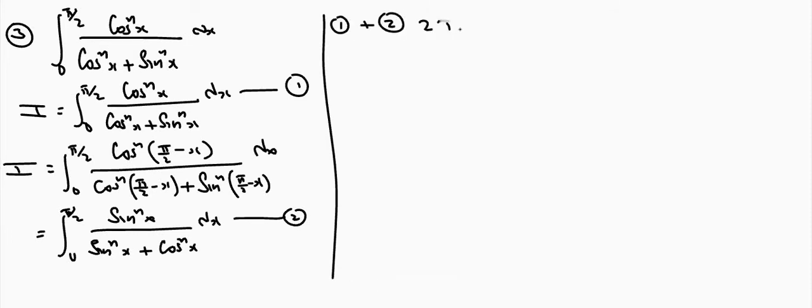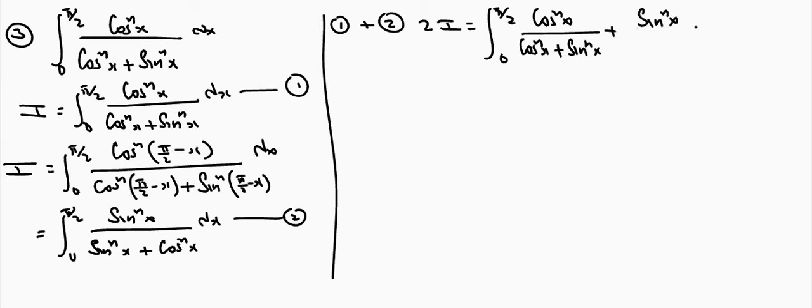We get 2I equals integral 0 to pi by 2. Let us add both integrands. First integrand is cos raised to nx divided by cos raised to nx plus sin raised to nx, plus sin raised to nx divided by sin raised to nx plus cos raised to nx dx.